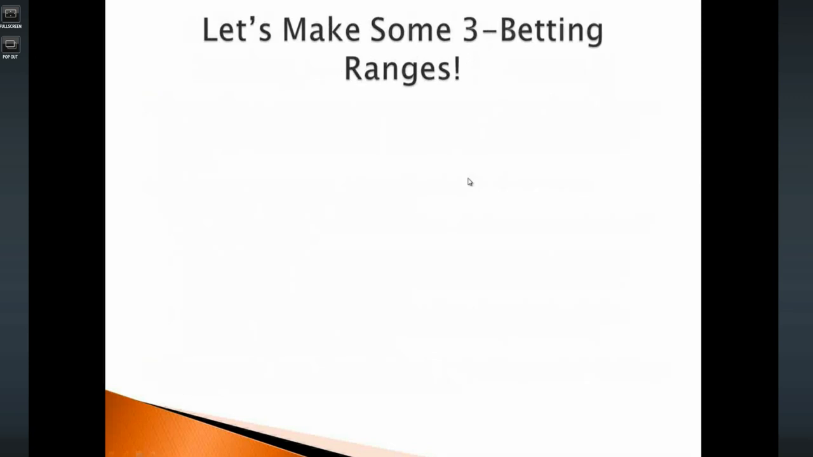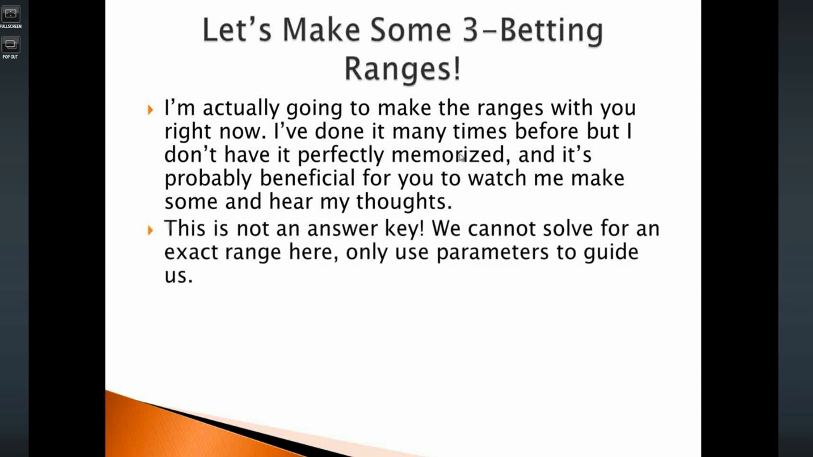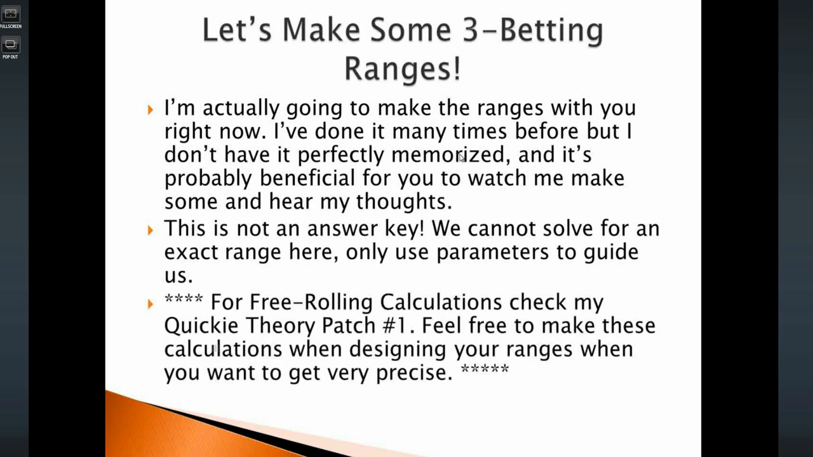Alright, let's make some 3-betting ranges. I'm actually going to make these ranges with you right now. I've done it many times before, but I don't have it perfectly memorized, and it's probably beneficial for you to watch me make some ranges and hear my thoughts. This is not an answer key. We cannot solve for an exact range here, only use parameters to guide us. For free rolling calculations, check my Quickie Theory patch number 1. Feel free to make these calculations when designing your ranges, when you want to get very precise.